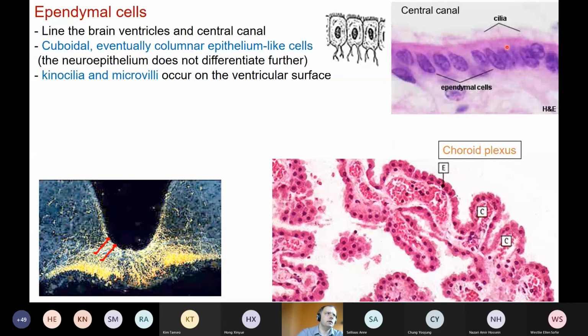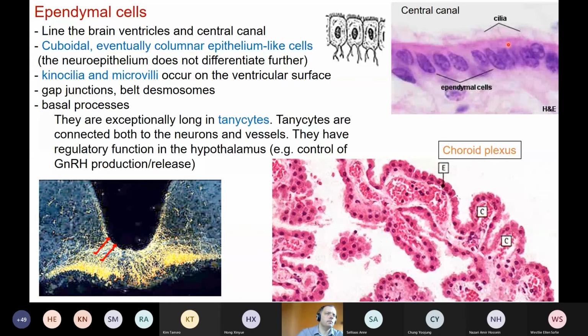And they also have connections between each other, electric synapses, gap junctions, and mechanically they are connected by desmosomes, belt desmosomes around the disc plane. And they may have basal processes which grow into the nervous tissue, sometimes even far away. If these basal processes are really long, one can call them tanycytes. And these tanycytes are found in the hypothalamus, for example, in humans also.